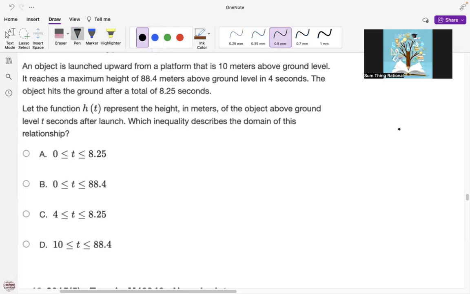Okay. So there's an object launched upward from a platform 10 meters above the ground level. Why would I put this one in the quadratic function and its application? Because its shape is like a quadratic. There's a platform which is 10 meters above the ground level, and an object launched vertically upward. Definitely after some time, that object will come down and will hit the ground. So let's assume that this is ground level here.